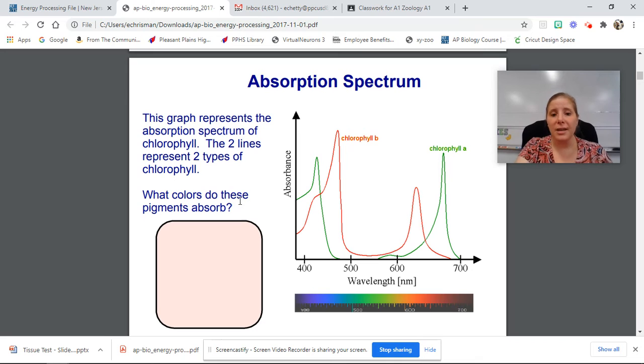If you look at this, chlorophyll B is going to absorb here in this blue range, and then maybe a little bit in the red range. Chlorophyll A is absorbing more in the violet range, and then quite a bit here in the red range, leaving nothing absorbing well at all in the green range. And again, that is why we see plants as green, because they are reflecting that green. They're not absorbing it.